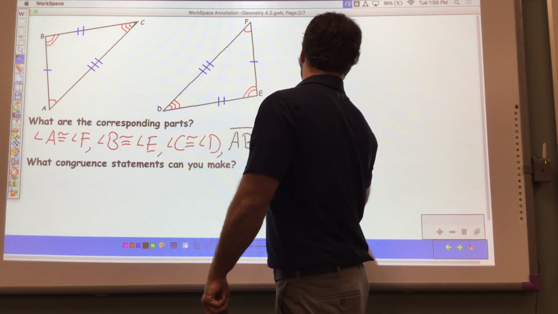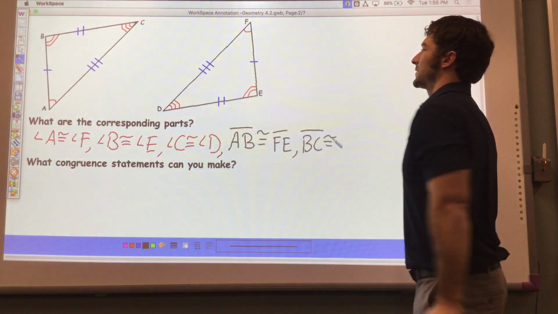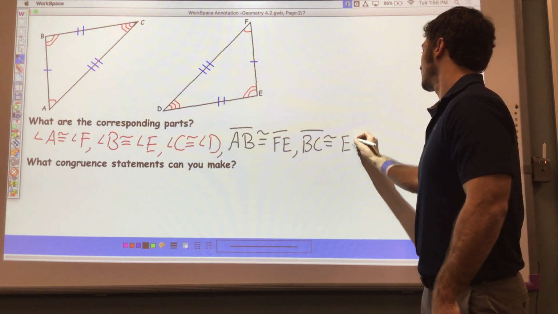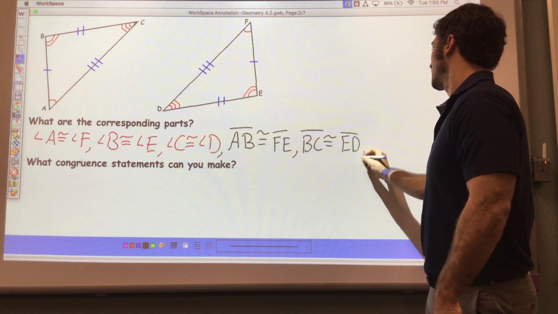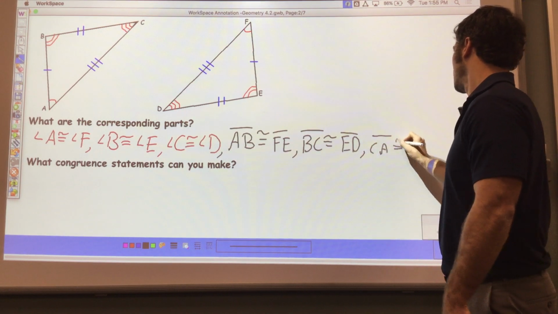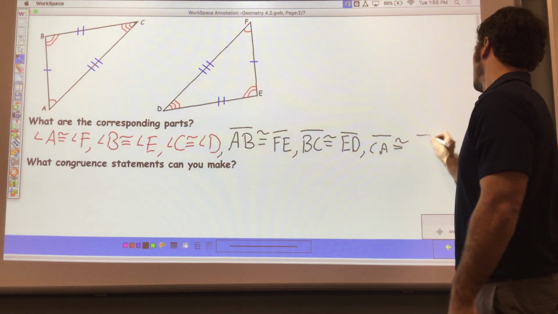Then we can say segment BC, 2 and 3 is going to be congruent to ED. And then finally, segment CA is congruent to segment DF.